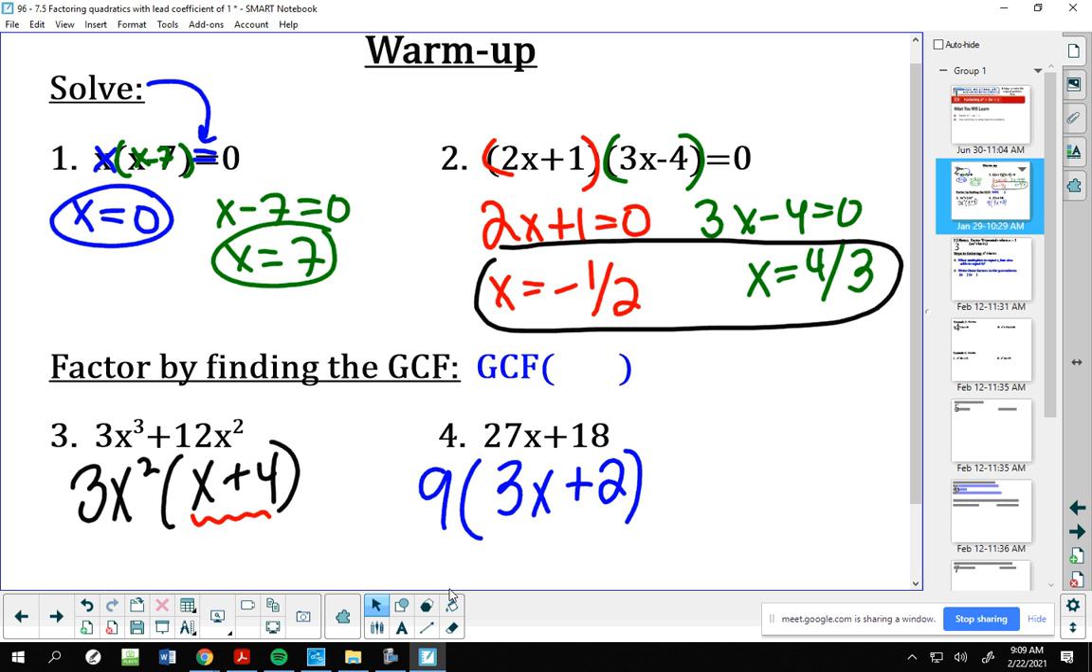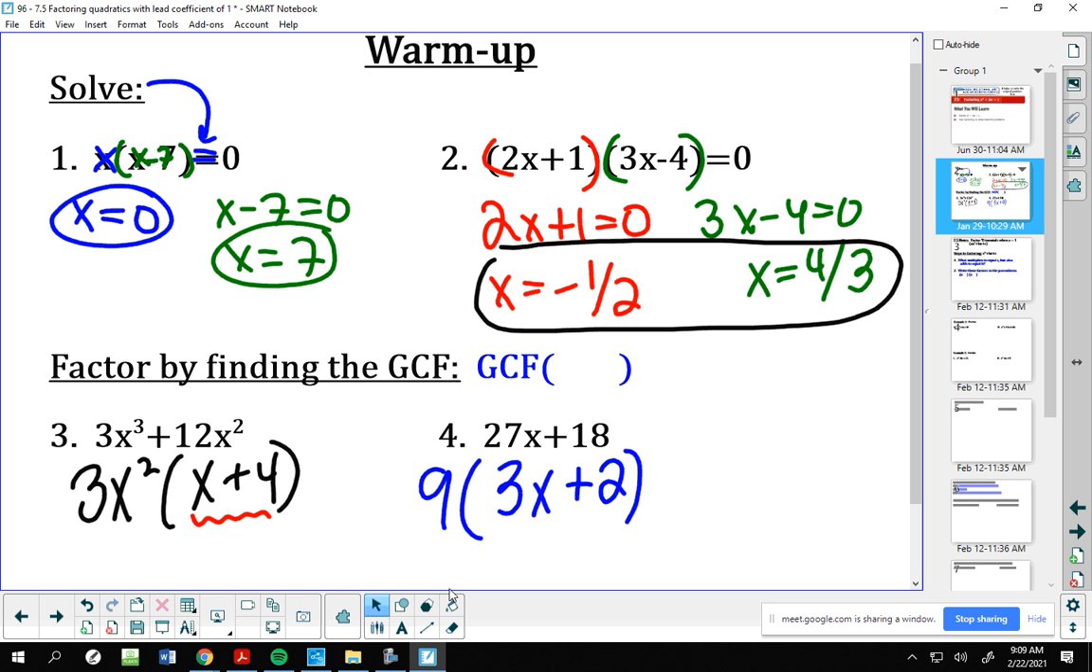From here on forward, the first step when you factor, no matter what type of problem it is, you always need to look for a GCF first. That's always the first step. Now I'm going to tell you ahead of time, there are no GCFs in today's lesson. There will be on Wednesday. Okay, but no matter what, you want to get in the habit of thinking, is there a GCF? Today there won't be, but we always need to check.